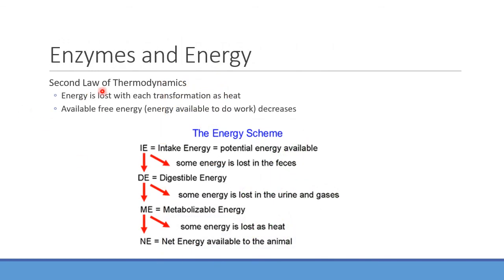The second law here is, again, we're going to lose energy with each transformation. So even though we're getting, say, a gram of glucose, we can't utilize all that energy that's possible there. There's always going to be a little bit that's lost in the transfer. And again, that available free energy, the energy to do work, is going to decrease through these processes.